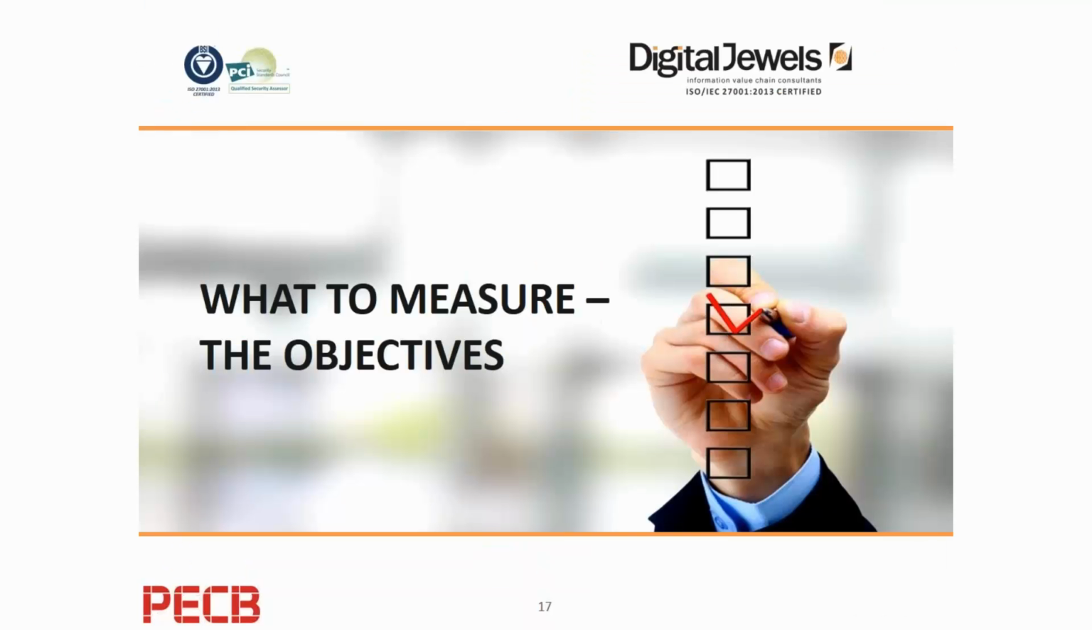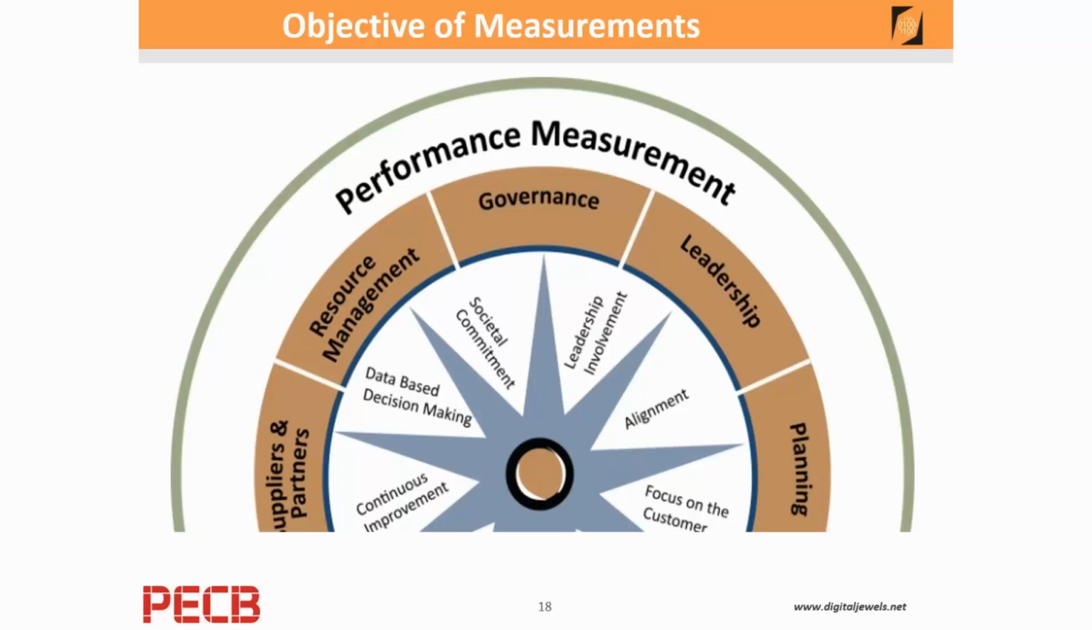What to measure? Here we'll be talking about the objectives of those measurements. We'll be having objectives that have to do with planning, leadership, governance, resource management, and of course, third parties, which can be referred to as suppliers and partners. With regards to suppliers and partners, because of the dynamic and changing nature of our interactions with third parties, there is a need to be able to accurately, promptly, and comprehensively evaluate our dependencies.